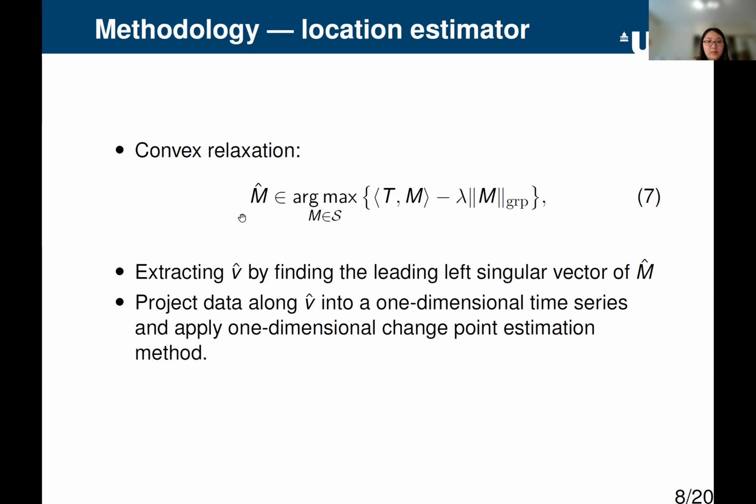After we obtain an optimizer M hat here, we can extract V hat by finding the leading left singular vector of M hat. And after obtaining this projection direction, we then project the data along V hat into a one-dimensional time series, and then apply a one-dimensional change point estimation method to locate the change point.